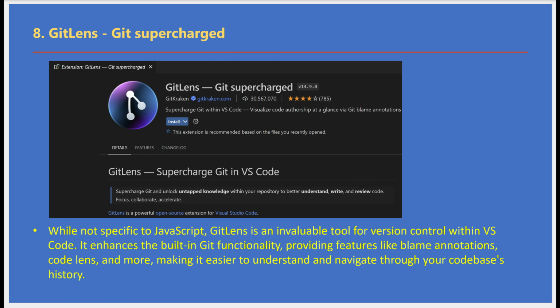GitLens, Git Supercharged, while not specific to JavaScript, is an invaluable tool for version control within VS Code. It enhances the built-in Git functionality, providing features like blame annotations, code lens, and more.